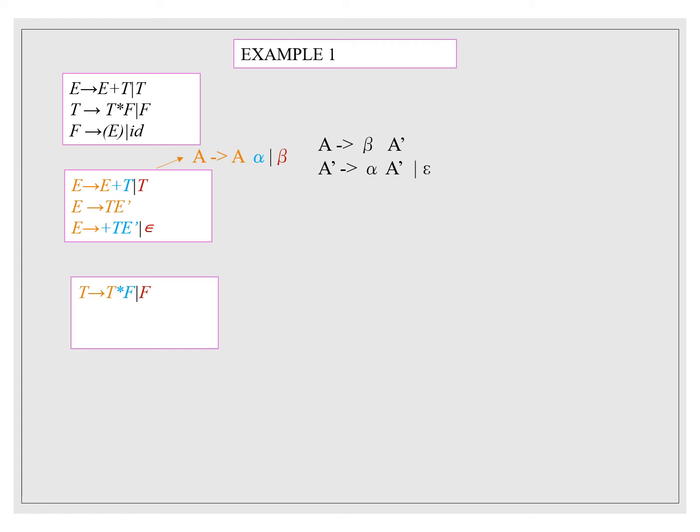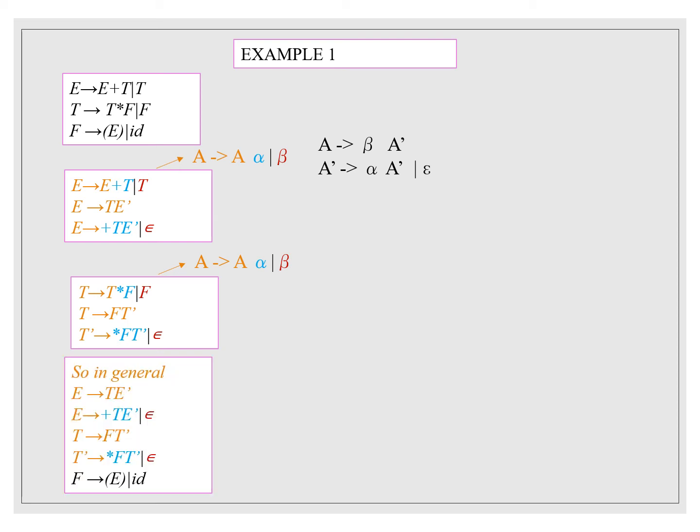Again, this is left recursive. Hence, we have to remove this. How to remove? What is A here? T. What is alpha? Star F. What is beta? It is just F. So let us replace that. T derives F T dash. Then what is T dash? What is alpha here? Star F, right? T dash derives star F T dash | epsilon.